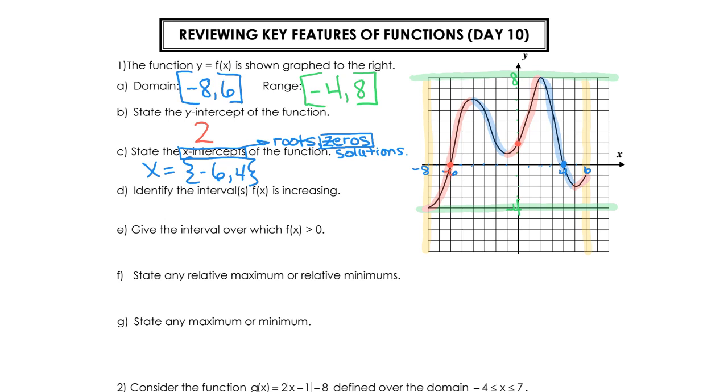They want to know our increasing intervals, and our increasing are the red highlighted ones that we did. So we're going to state those. Remember, they're always x values and they're always round parentheses. The x value where we start is at negative 8, and that red highlighted piece goes all the way up until this x value here, which is at negative 4.